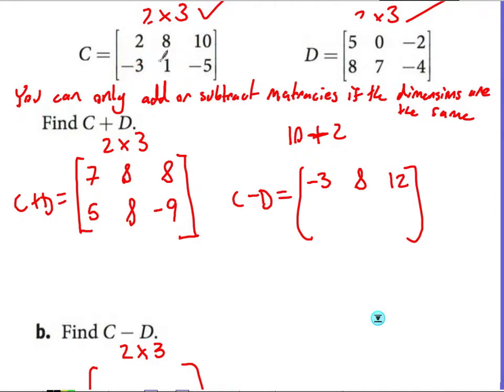Here we have negative 3 minus 8, which is negative 11. 1 minus 7, which is negative 6, and negative 5 minus negative 4 again. You want to be careful with negative numbers when you're subtracting matrices. Negative 5 minus negative 4. Two consecutive negatives become positive, so negative 5 plus 4 is negative 1. Alright. It's very simple to add and subtract matrices.